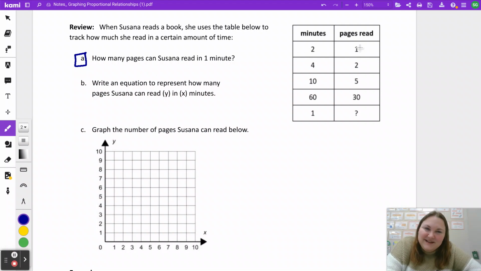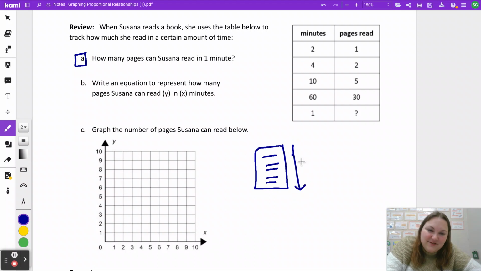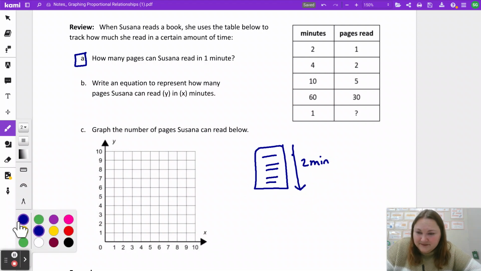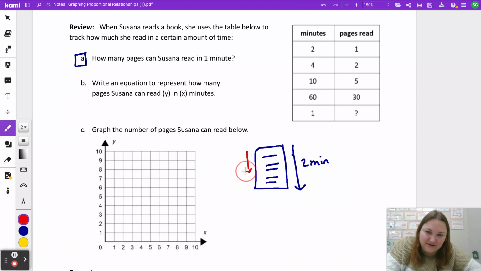If it takes her 2 minutes to read 1 page, when I'm reading that pair of numbers, I'm picturing in my head 1 page. So this is 1 page in her book. And it's taking her 2 minutes to get through the entire thing. If it's taking her 2 minutes to read that 1 page, how many pages is she reading in 1 minute? Well, in 1 minute, she's getting halfway through that page. So after 1 minute, we are going to say she has read half a page. How many pages can she read? She can read half a page per minute.